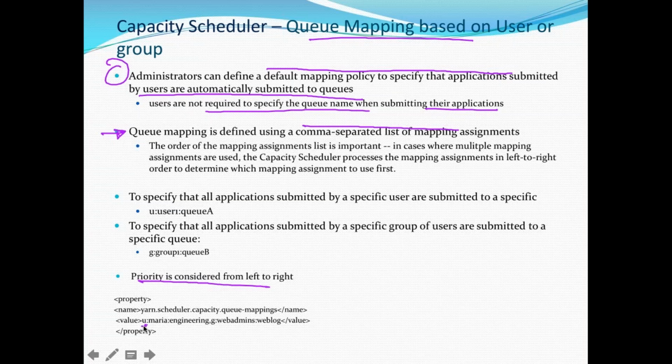Here it says U stands for user, Maria engineering queue, G web admins weblog. So Maria is a user who can submit directly to the engineering queue. Web admins is a group, which can submit to the weblog queue, something like that. It's just an example.